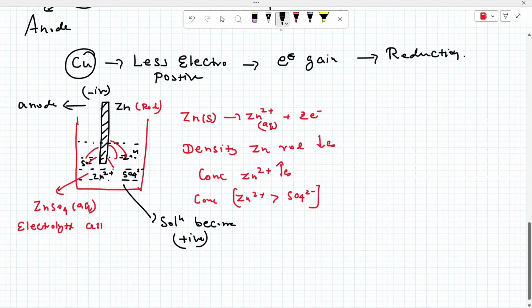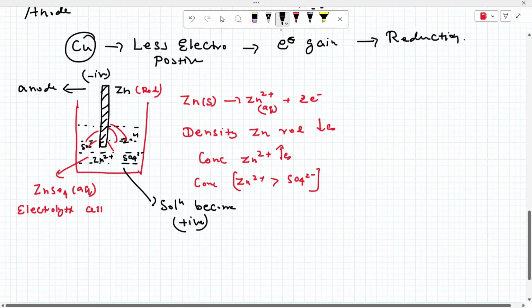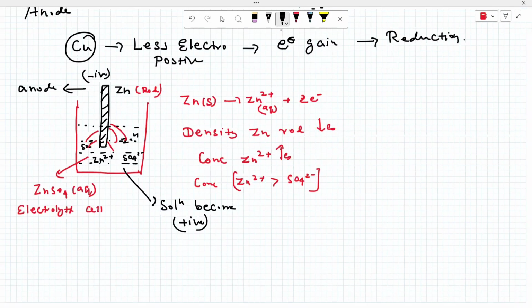Okay. This is very important. Please note. The solution becomes positively charged. Similarly, now can we talk about the cathode? It is the same concept.